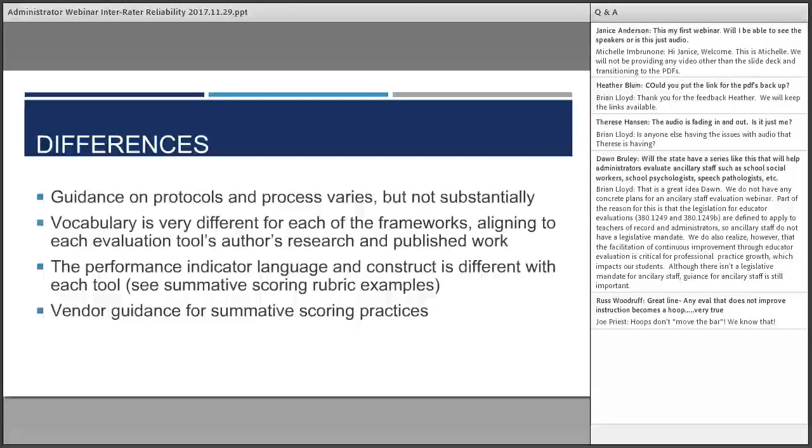In looking at the approved frameworks, there are some important differences to know specifically to your locally adopted model. The vocabulary that you find is going to be different for each of the frameworks, aligned to the research base that backs that framework. The performance indicator language and constructs are also going to be different for each tool, as well as the vendor guidance for the summative scoring practices. These are all factors to be aware of and items that can be involved in calibration activities so that we can have consistent practice and guidelines across these areas of difference.